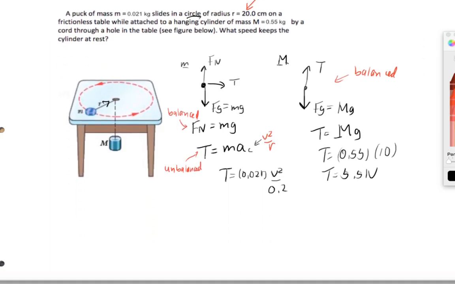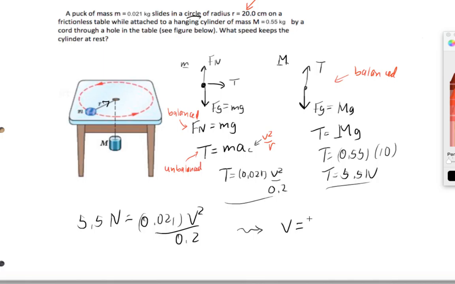Now look at this. We've got two equations and two unknowns, but we can do a substitution. So I'll say 5.5 newtons equals 0.021 times v squared divided by 0.2. And so we're going to go ahead and simplify here. I'll actually calculate out v. I'll let you do the algebra on your own. But when you solve for v, you should end up getting 7.2 meters per second. And that's it for the fifth problem. We'll take a look at problem number 6 in our last video.